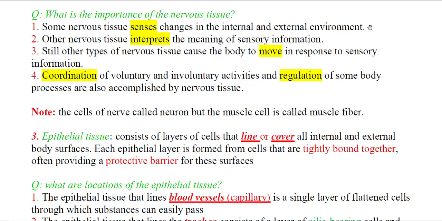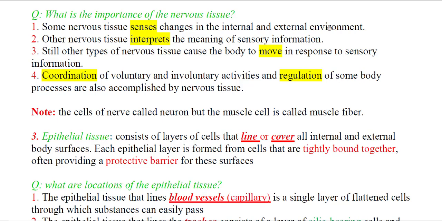The second function of the nervous tissue is to interpret the meaning of the sensory information. So this function is specific for the brain. Our brain interprets the meaning of this sensory information that was formed from point number one, which senses change in the internal and external environment.